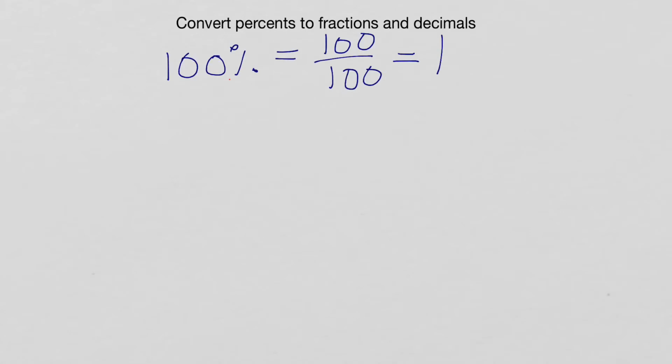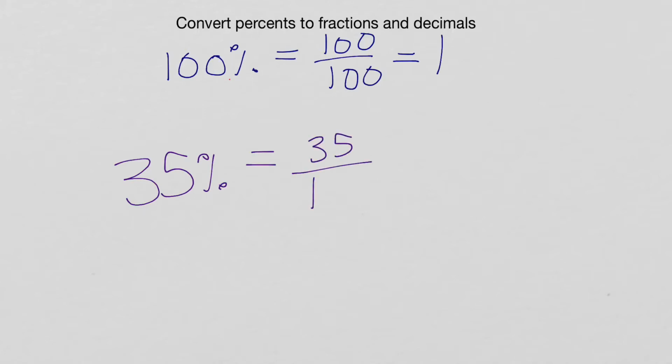To convert percents to fractions and decimals, we have to remember that percent means per 100. So 100% equals 100 out of 100, which equals 1 whole. Let's try this with 35%. We have 35% equals 35 out of 100, which is 35 hundredths.